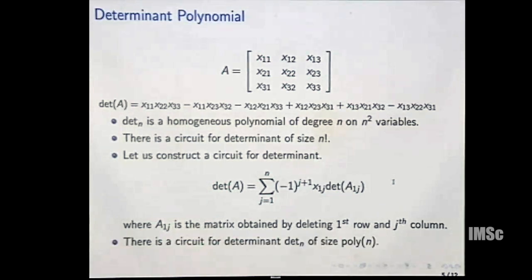It's not a hard thing to prove. Your Gaussian elimination also actually does that. It's just that Gaussian elimination uses some division, which at the moment it's not clear how to eliminate. So the determinant, when viewed as a polynomial where the entries of the matrix are not numbers but symbols or variables, has a small circuit. So small here is polynomial in n, right? Maybe n cubed, n to the power 4 and so on. Is that okay?